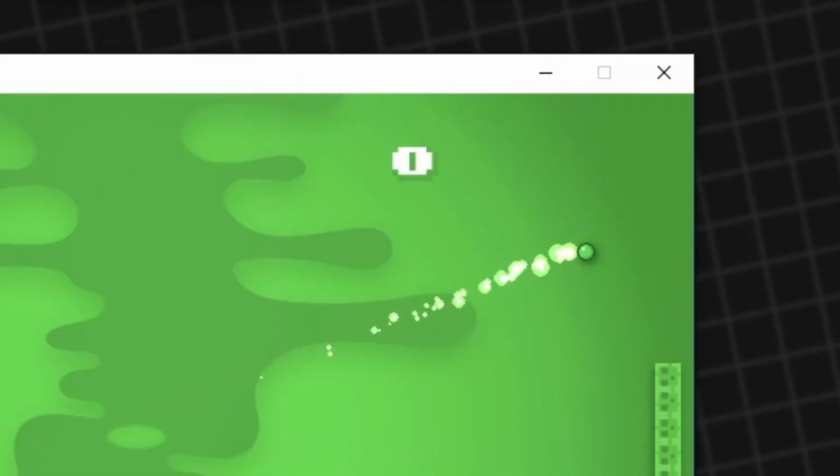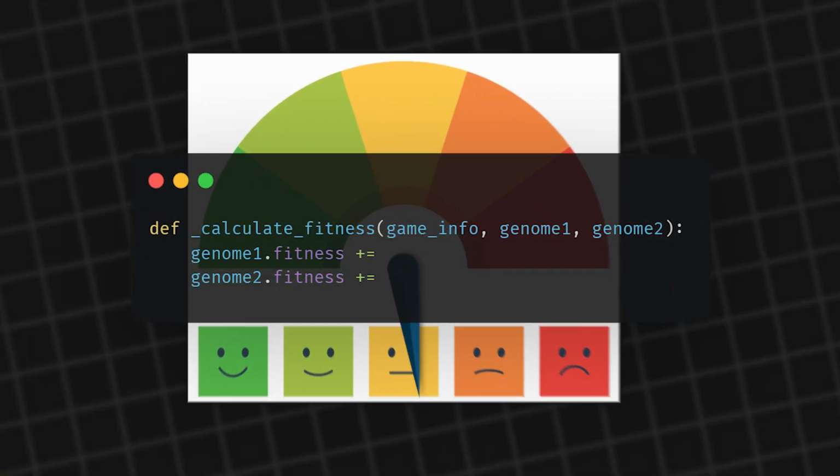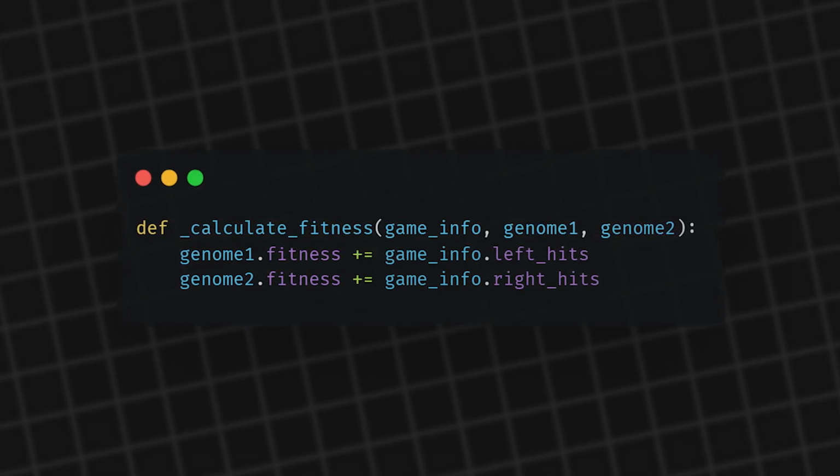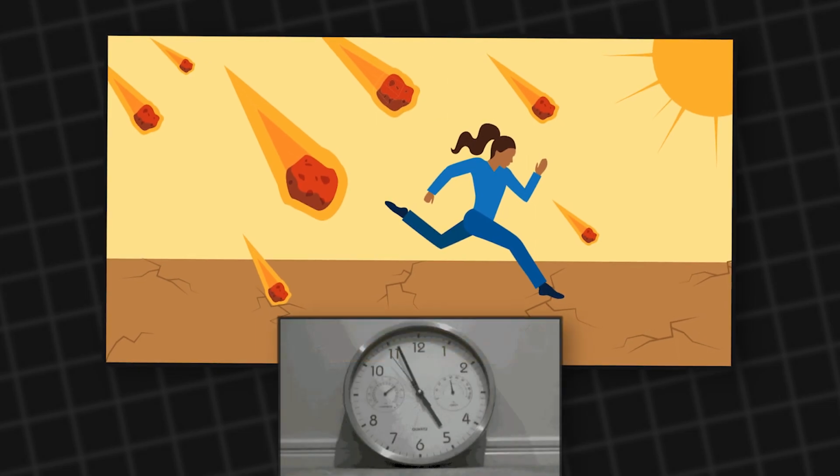When one player fails to bounce the ball, we'll end the game and tell them how well they did by adjusting their fitness. In our case, their fitness will be based on the number of times they bounce the ball, as their goal is to survive as long as possible.